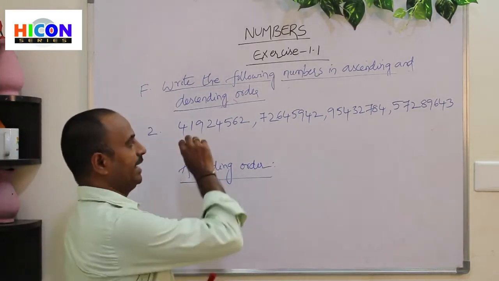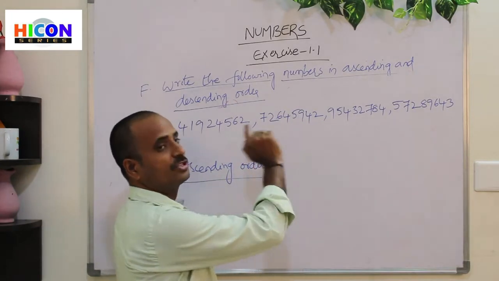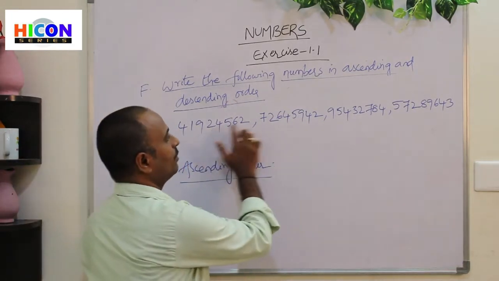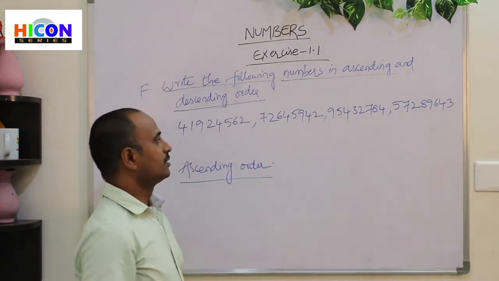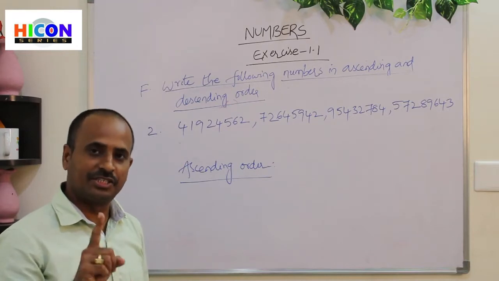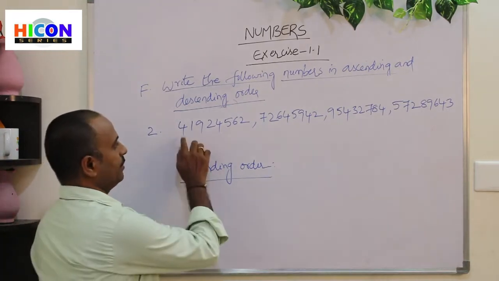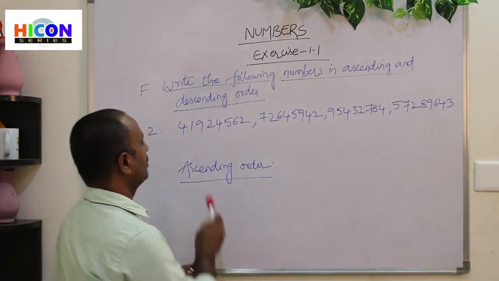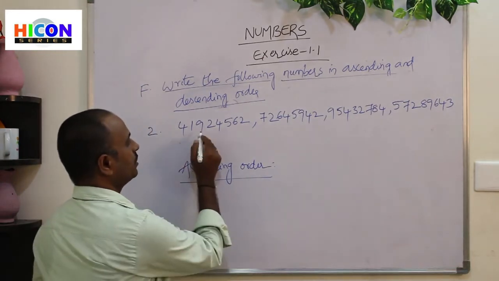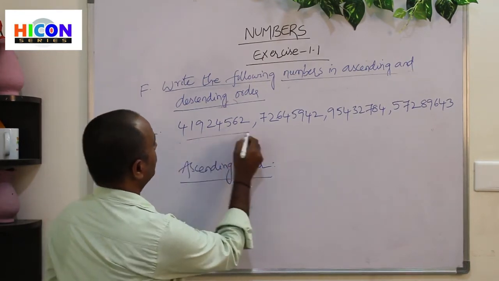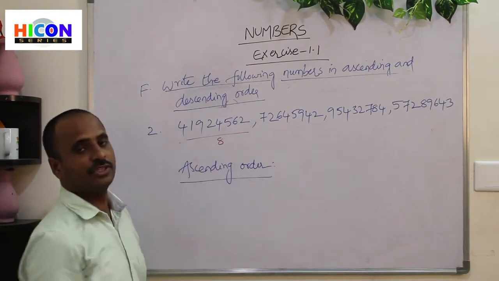Now we have to identify the smallest number among these four numbers. How can we identify the smallest number? The first step is to count the number of digits in each number. Count the number of digits in the first number: 1, 2, 3, 4, 5, 6, 7, 8. So 8 digits are there in the first number.